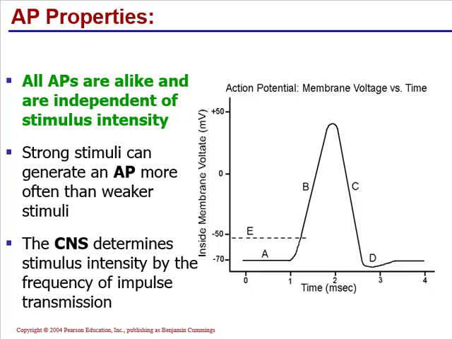So if all action potential signals are the same, plus 30 peak height, and they always meet threshold, then how does the brain interpret all these signals? It has to do that with frequency. That means how fast are they coming along the axon? Strong stimuli can generate an action potential more often or more frequently than a weaker stimulus. The central nervous system determines stimulus intensity by the frequency of impulse transmission.